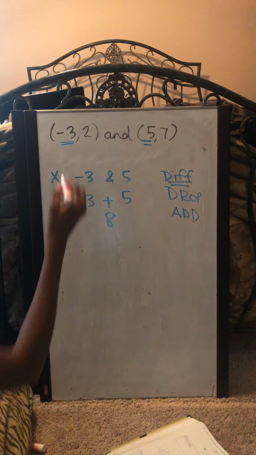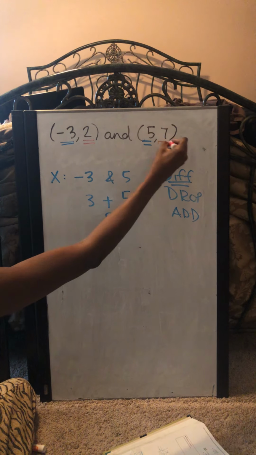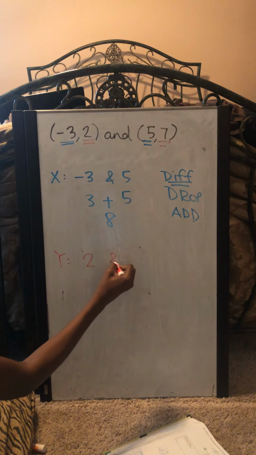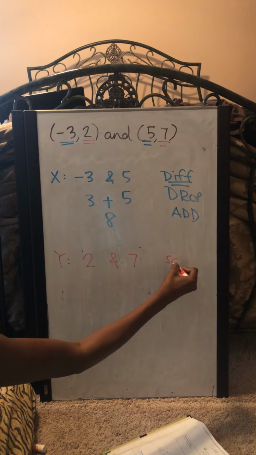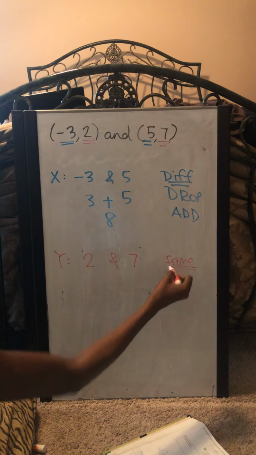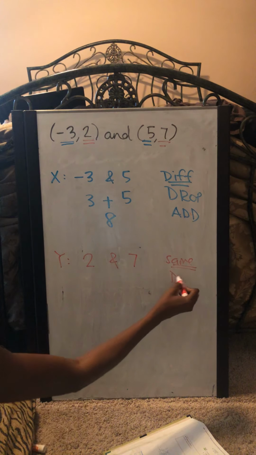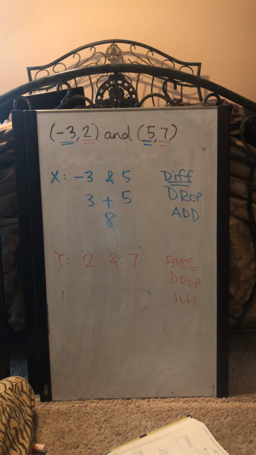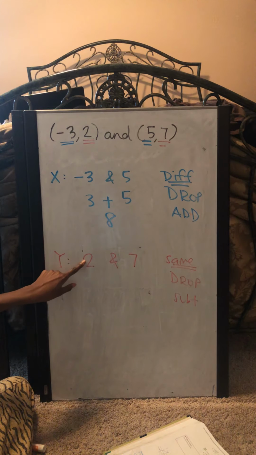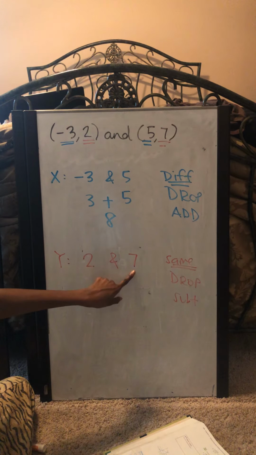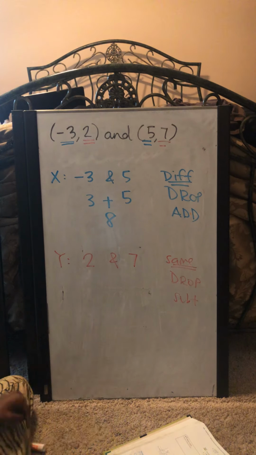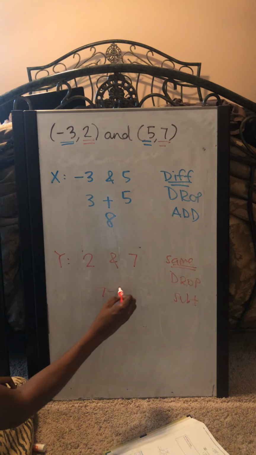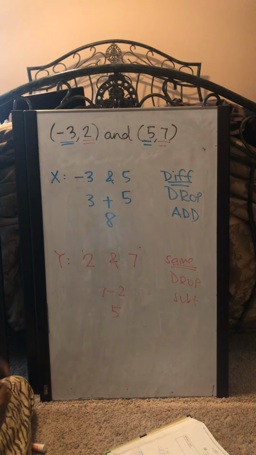Okay? And then we'll do the same thing for our y's. So our y's, we have 2 and 7. These are the same. Same means drop. You don't have anything to drop because they're both positive. And subtract. So when you're subtracting, you can do the easiest way. It's easier to do 7 minus 2 rather than 2 minus 7 because you get a positive, right? So we'll do 7 minus 2 and we get 5.